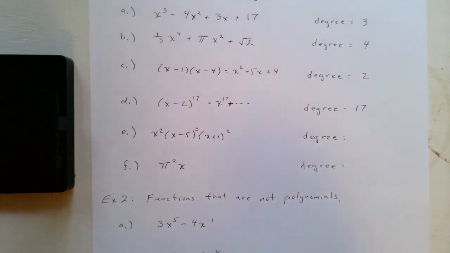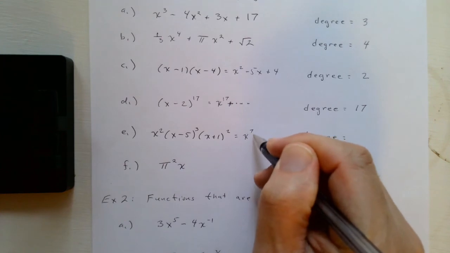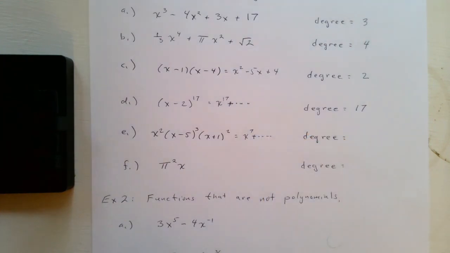And we can use that philosophy down here. If we were to multiply this all out, we would have x squared times x cubed times x squared. So this would be x to the 7th plus something, right? We don't know what the other terms would be, but we know that the highest power of x would be x to the 7th, because basically we take the highest power of x here times the highest power of x here times the highest power of x here. x squared, x cubed times x squared, that's x to the 7th. So the degree is 7.